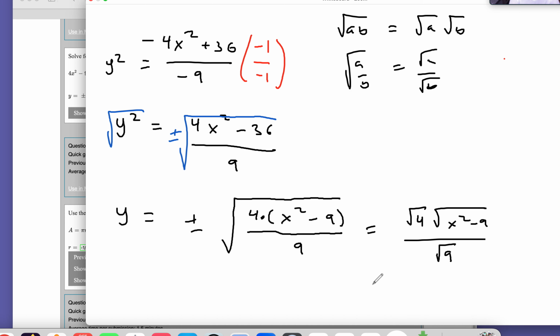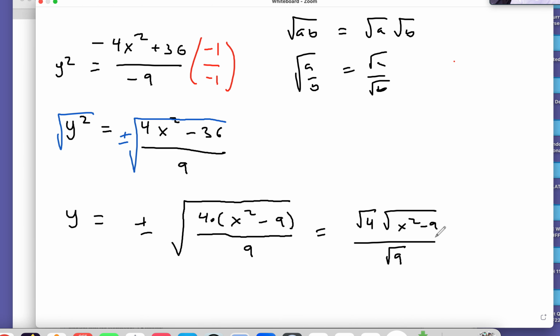And so here I'm running out of room. Let's get that over. So square root 4 will make a, oops, I should have plus or minus right there. Plus or minus 2 square root of x squared minus 9, and then over 3.